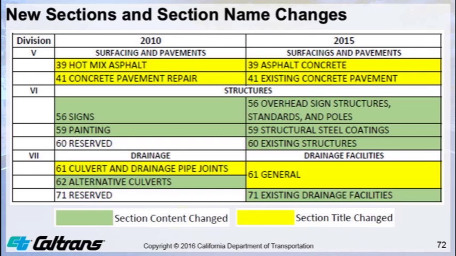In Division 6 Drainage, 2010 Section 61 Culvert and Drainage Pipe Joints and 2010 Section 62 Alternative Culverts were combined and are now 2015 Section 61 General, which is the general section for Division 6 Drainage. And there also is 2010 Section 71 Reserved is now the 2015 Section 71 Existing Drainage Facilities, which is now the new home for all of those specifications that deal with work on existing drainage facilities.